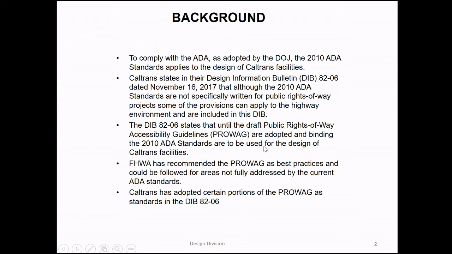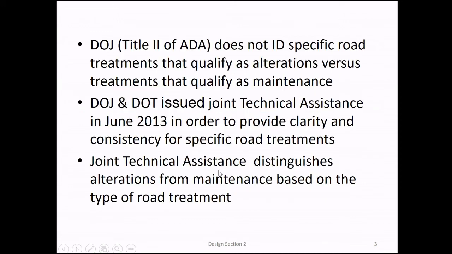Then the United States Access Board prepared a document for projects within the public right-of-way. It's called ProjectWise. This still is in a draft form and hasn't been adopted. But then FHWA has recommended this ProjectWise document to use as best practices. Caltrans has also adopted portions of this document for their curb ramp design or access design.